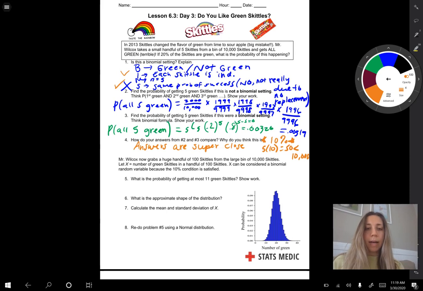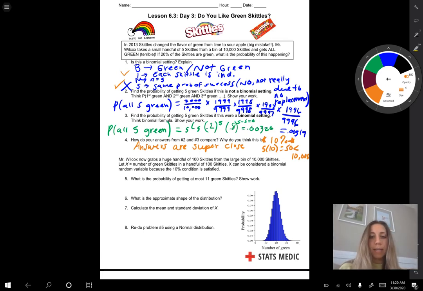So now Mr. Wilcox grabs a huge handful of 100 Skittles and X is the number of green Skittles in a handful of 100 Skittles. X can be considered binomial because that 10% condition is still satisfied. What is the probability of getting at most 11 green Skittles?